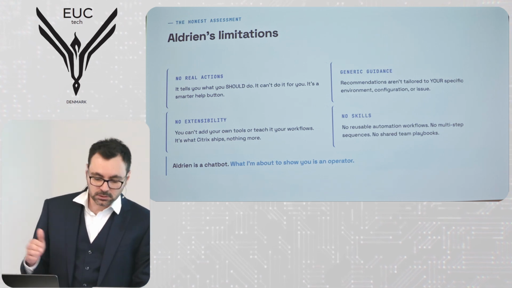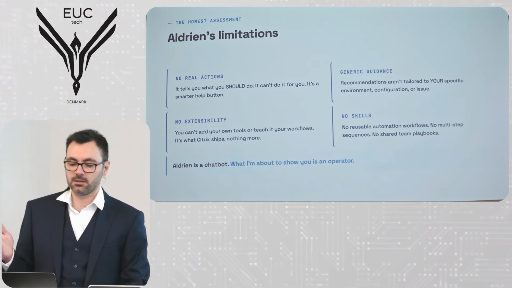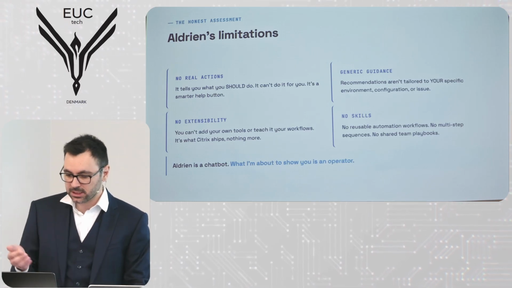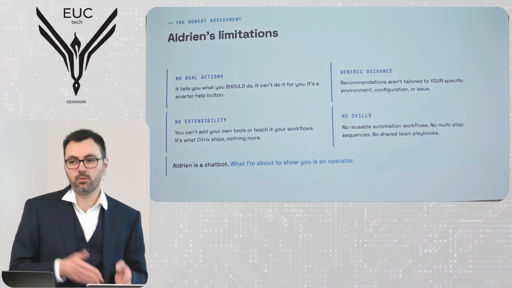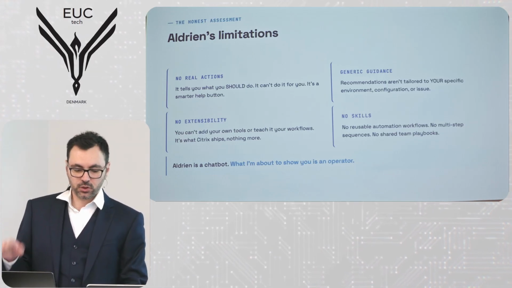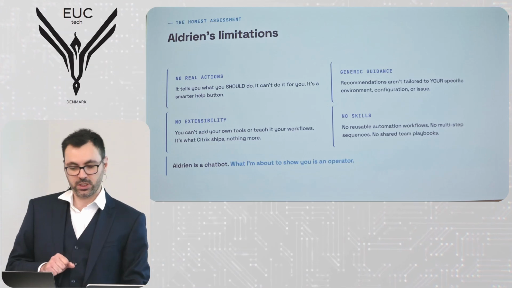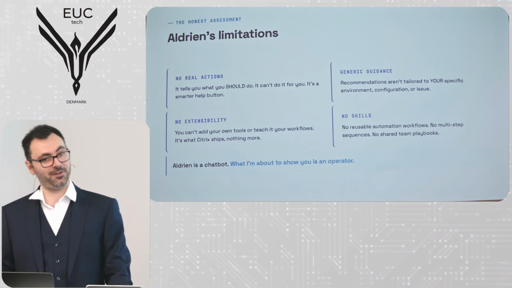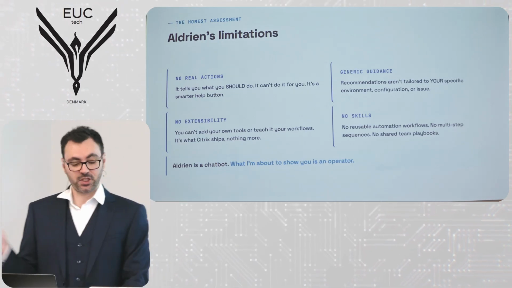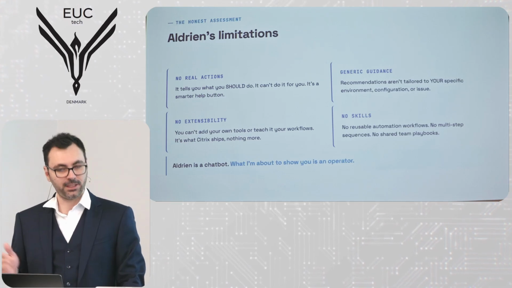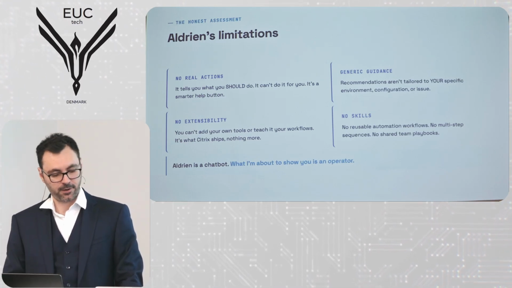And there's no extensibility. You cannot add your own capabilities, or teach it how to name a machine catalog when you want to create one. You cannot do that. And there's no way to build reusable automation sequences. I'm not saying Adrian is bad, despite all I'm saying, but it's just a chatbot. Really helpful for L1, L2, but not really for L3 and higher.